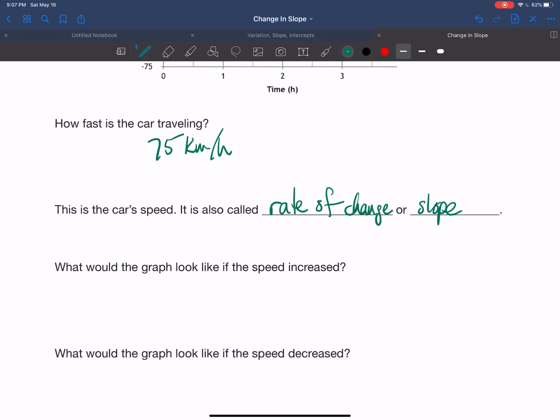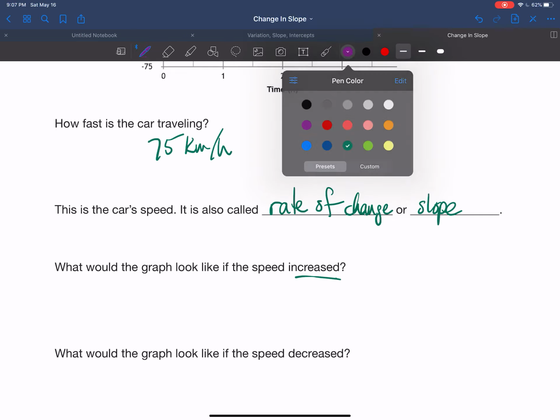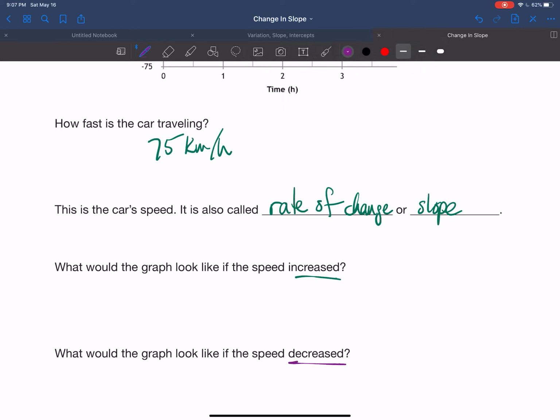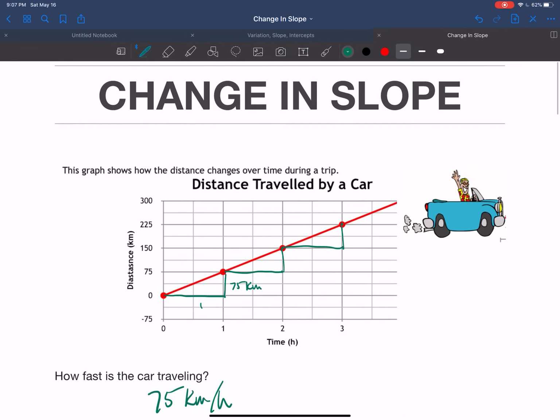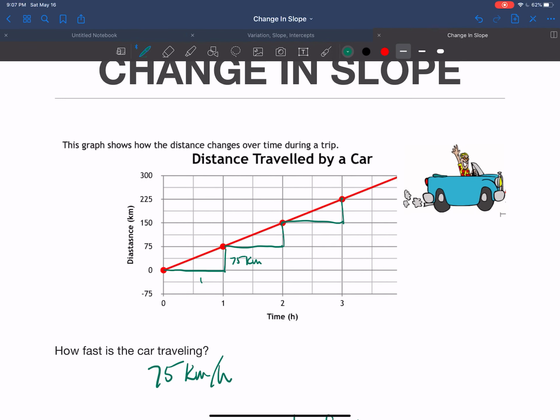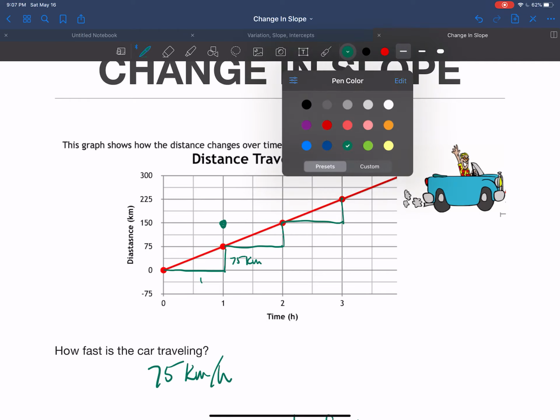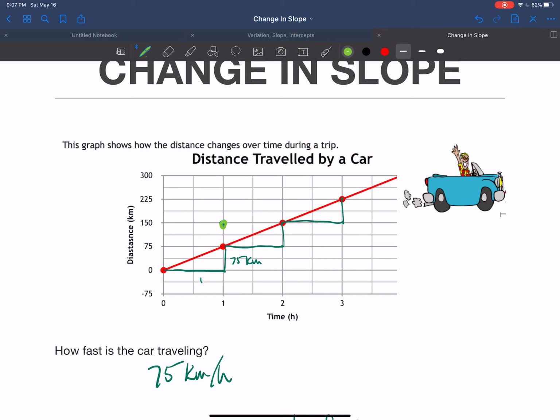So the next question says: what happens if the speed is increased or what happens if it is decreased? Well, if it's increased, instead of going 75 kilometers for every hour, let's say we go 150 kilometers an hour. This person is really speeding. Use a different color here. So for every hour, we go up 150 kilometers.